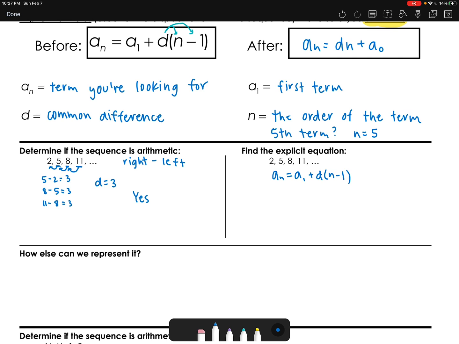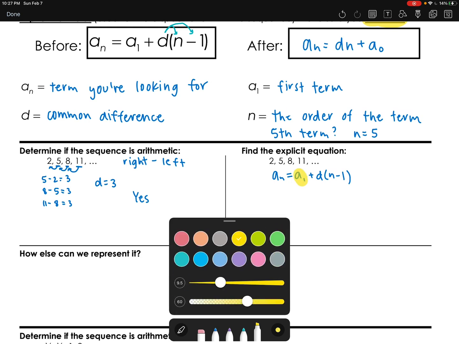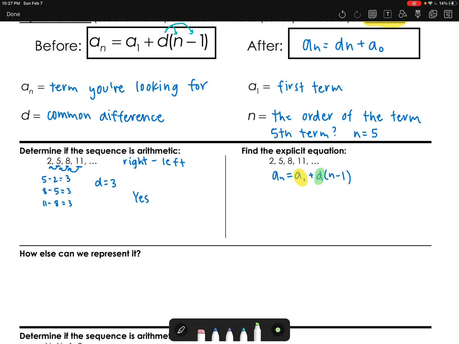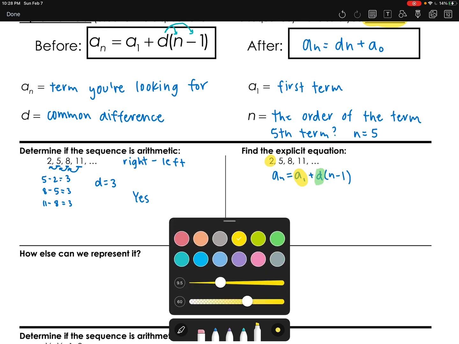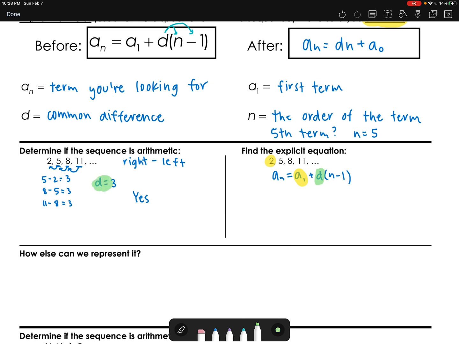And so what we need to find in order to write this explicit equation is a sub 1 and d, right? Well, a sub 1 is just the first term, and we can clearly see our first term in the sequence is 2. And then our common difference, we just found that in the previous part of this problem, and d was 3, because each number is growing, you're adding 3 each time. 2 plus 3 is 5, 5 plus 3 is 8, 8 plus 3 is 11, and so on. So now that we have a sub 1 and d, we can fill in the rest of this equation.